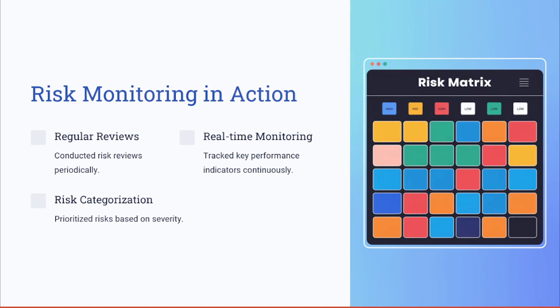From this slide, we understand the importance of having regular risk reviews, reassessing the likelihood and the risks' impact on the project overall. Again, after we identified the risks, the team conducted regular reviews. Then they used real-time data to monitor the key performance indicators, and risks were later categorized and prioritized.